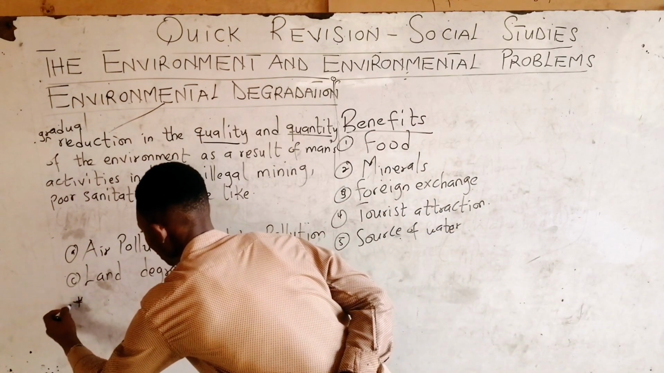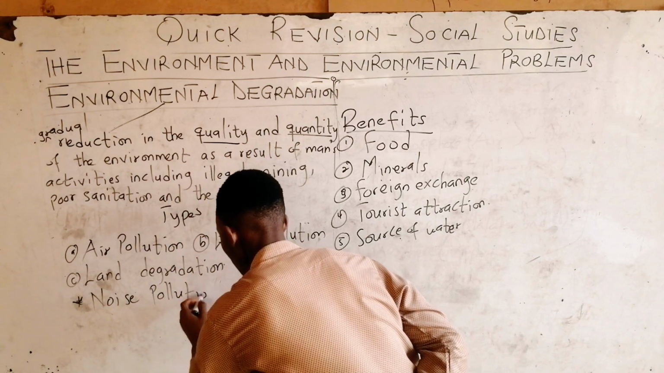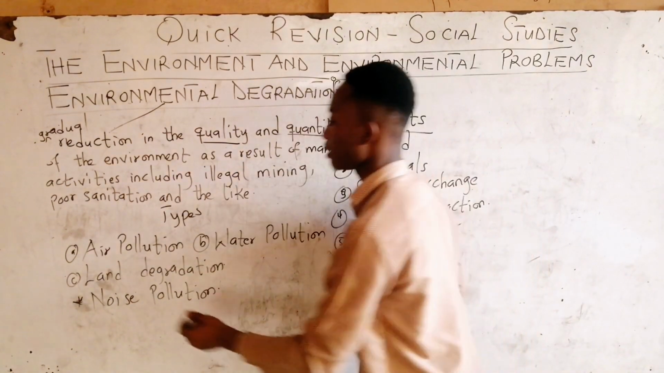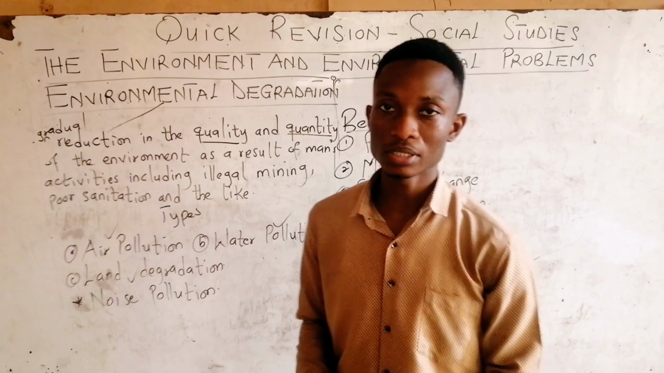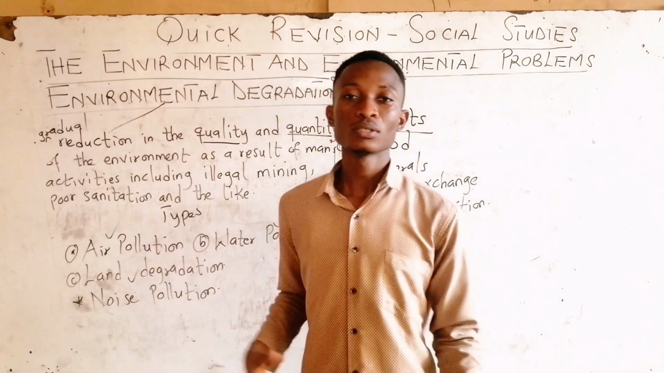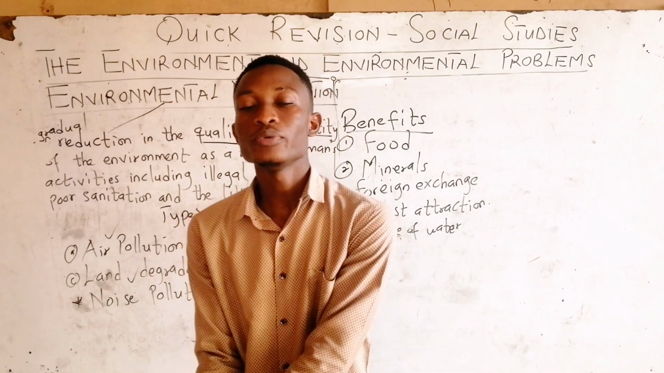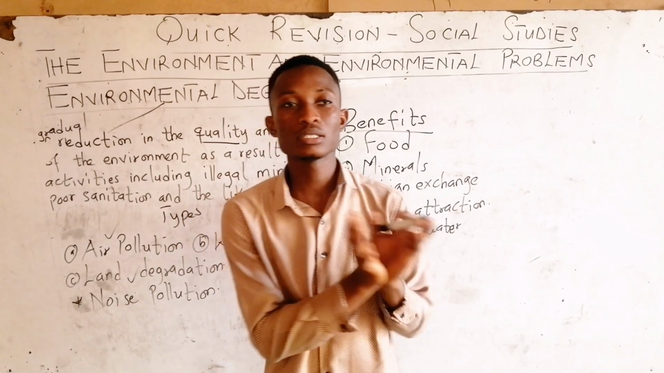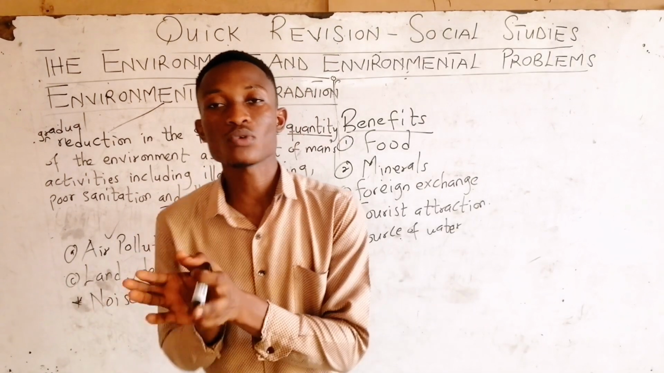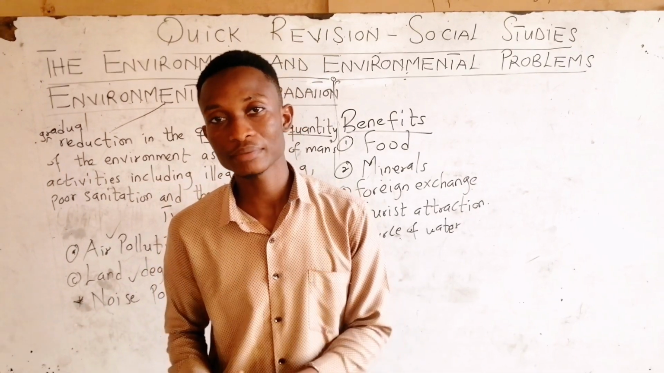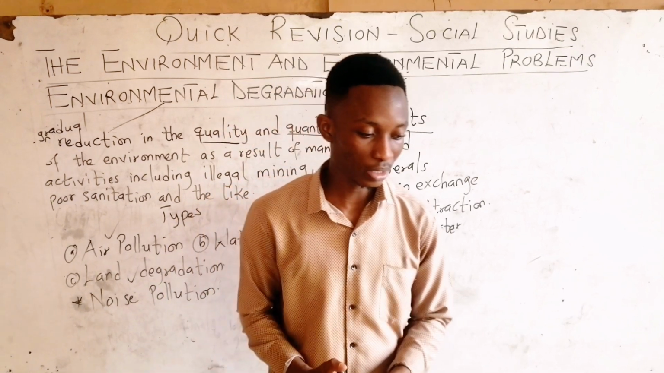You can also add noise pollution. So these are the three main types or forms of environmental degradation, the destructive forms of it. One is geared towards reducing the quality of the land, another towards reducing the quality of water bodies, and finally, reduction of the quality and quantity of the air. These are the three main types of environmental degradation.